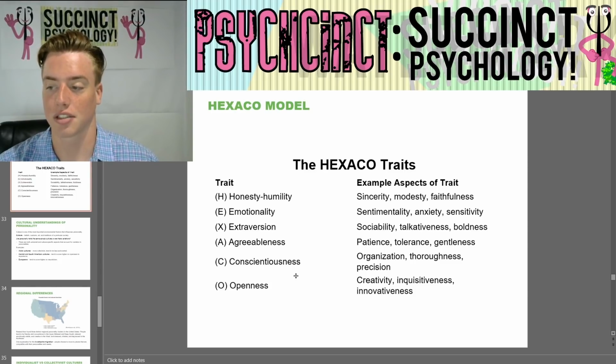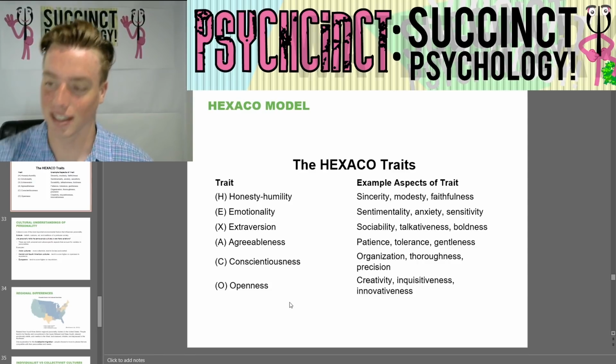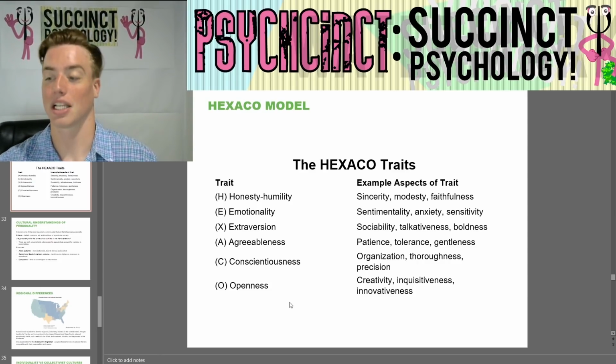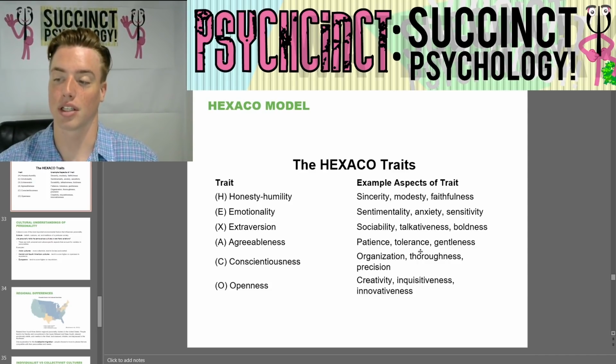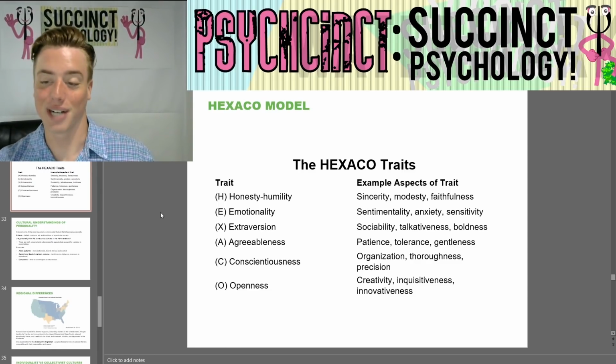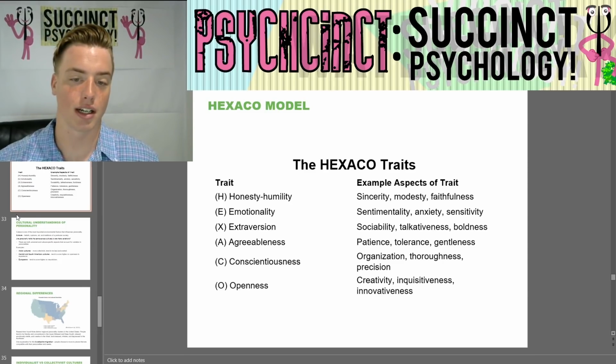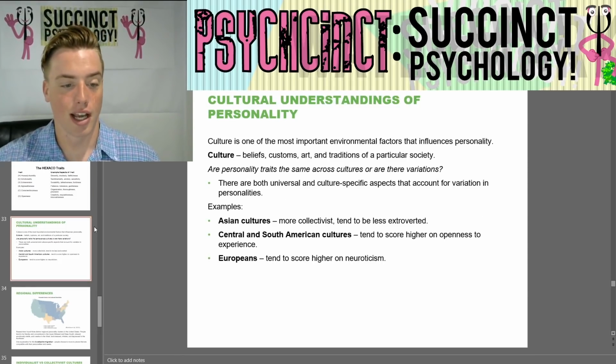Then you have conscientiousness. I said it wrong again. Conscientiousness. There you go. Example aspects include organization, thoroughness, and precision. And finally, so many traits, we have openness, and example aspects of that trait are creativity, inquisitiveness, and innovativeness. Those are fun words to say.